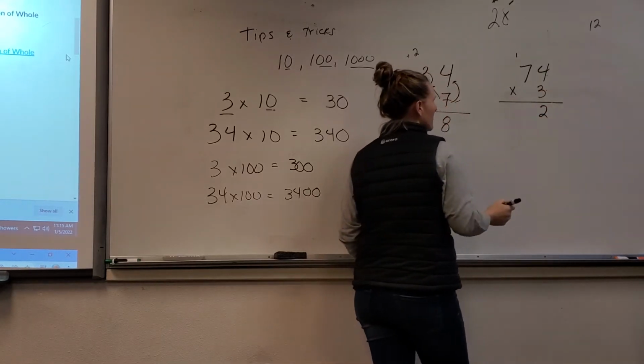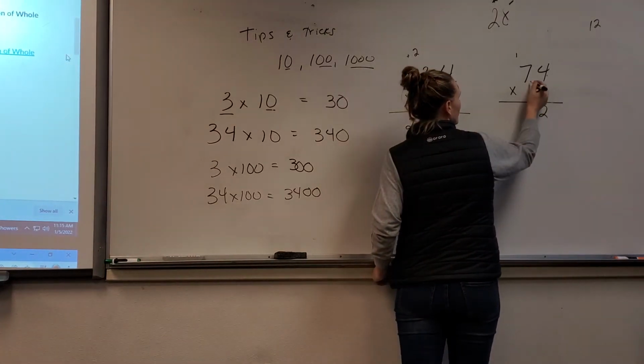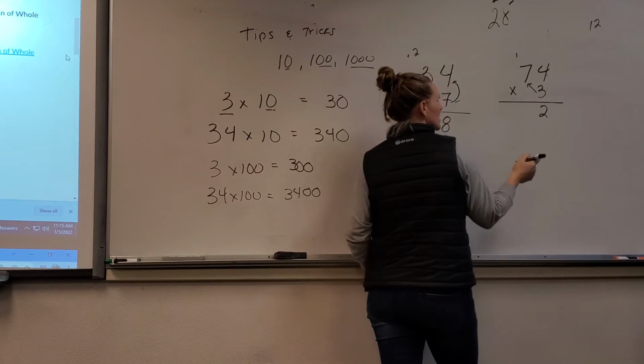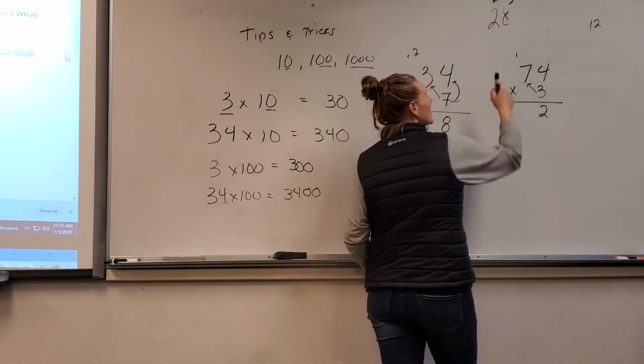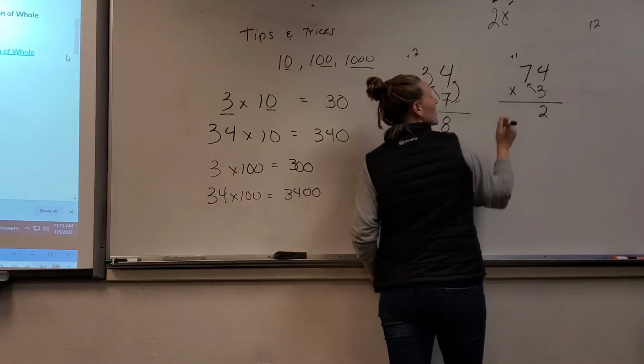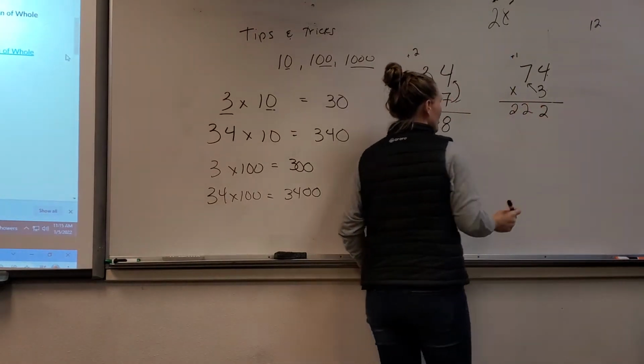Perfect. Okay? So then what's my next step? Then 3 times 7. Good. Which is, Dominic, you're on. 21. Alright. And then plus 1, which is 22. 22.